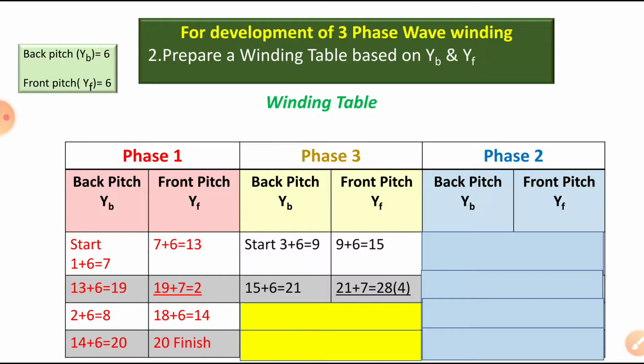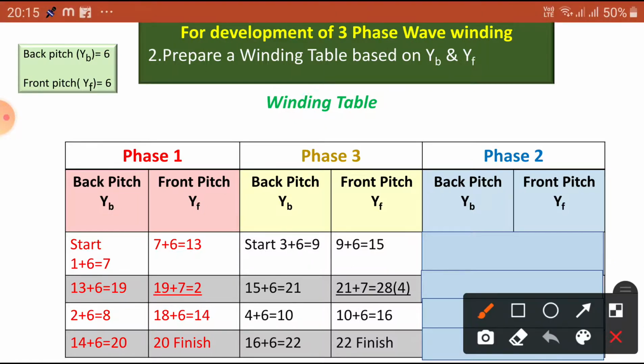And once again we start: 4 plus 6 is 10, 10 plus 6 is 16, and 16 plus 6 is 22, and 22 is the finish. So you can see here, as per our distribution table, that 3 is completed, and 4 is also completed.